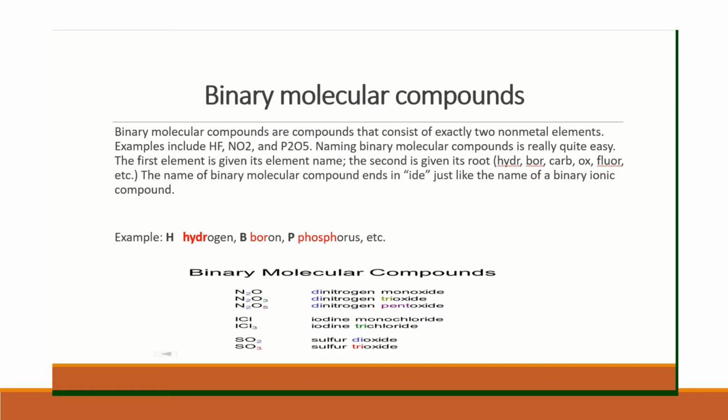First, we're going to explain the binary molecular compounds. The binary molecular compounds are compounds that consist of exactly two non-metal elements. Examples include HF, NO2, and P2O5. All of these are molecular binary compounds.